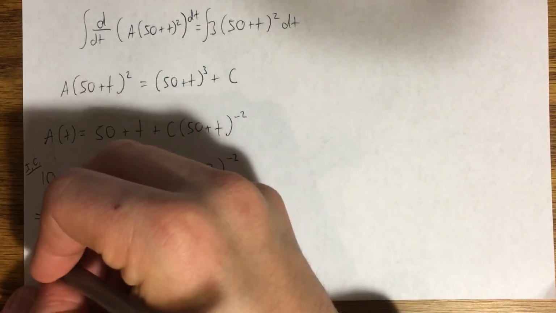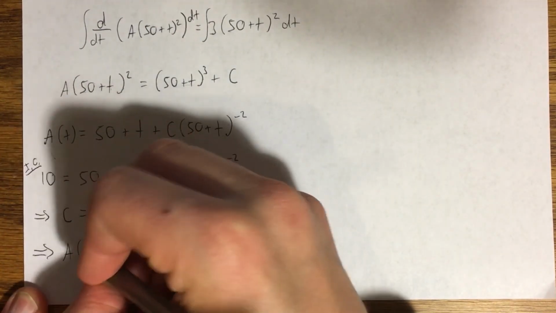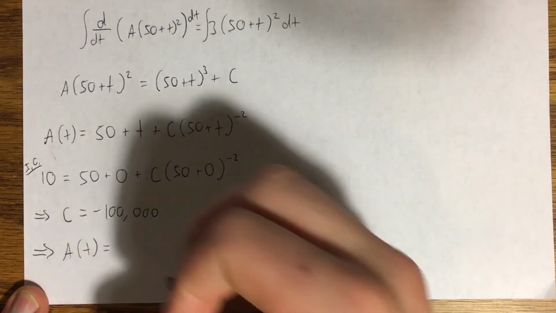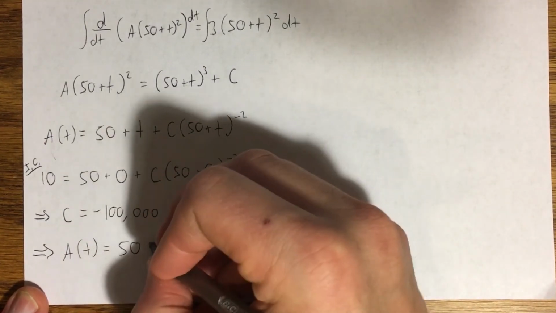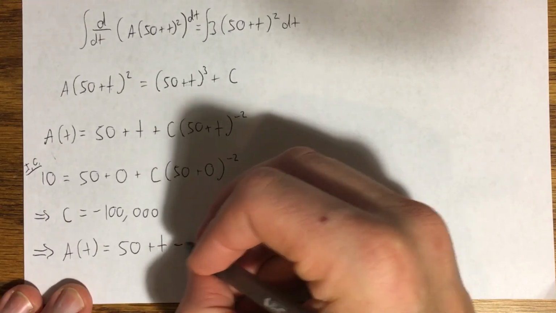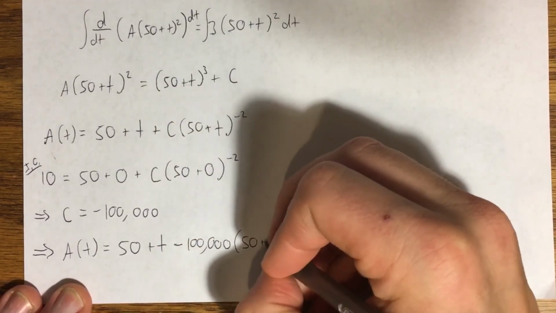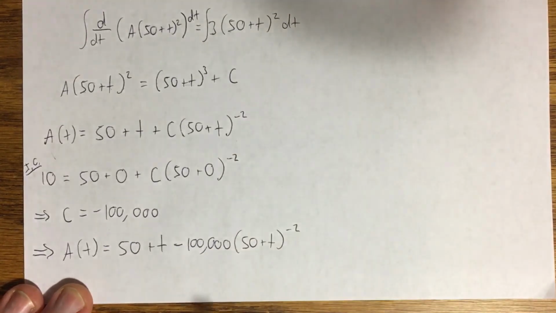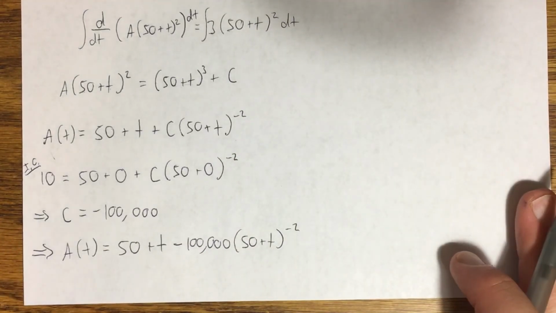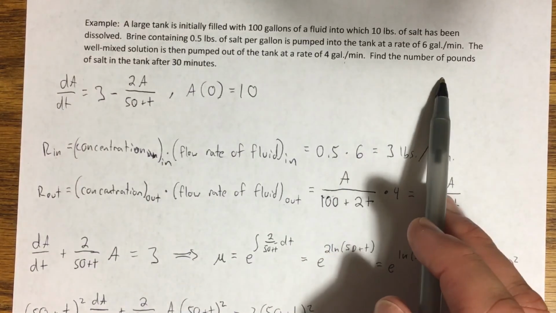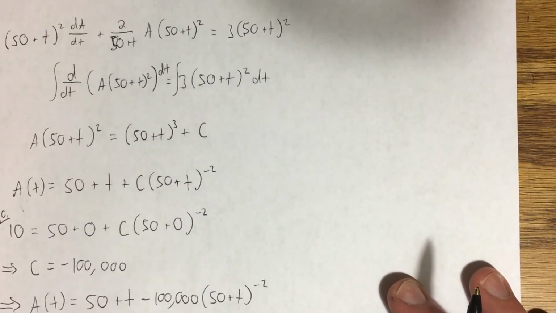So that means that the function that we're looking at is A of t equals, remember this is A of t right here, but we figured out what c is. So this is equal to 50 plus t minus 100,000 times (50 plus t) to the negative second power. That's our function. And the whole point of getting this function was to answer the question that we're given at the end of this paragraph. Find the number of pounds of salt in the tank after 30 minutes.